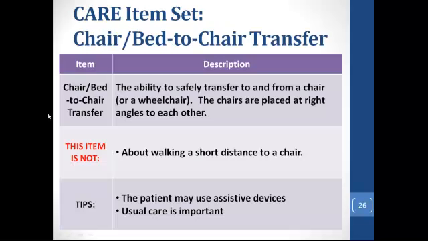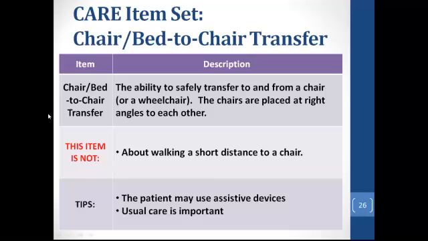The next item is chair to chair or bed to chair transfers. It is defined as the ability to safely transfer to and from a chair or a wheelchair, but the chairs are placed at right angles to each other. This item is not about walking a short distance to a chair, so the instructions that the chairs are at right angles to each other is important.